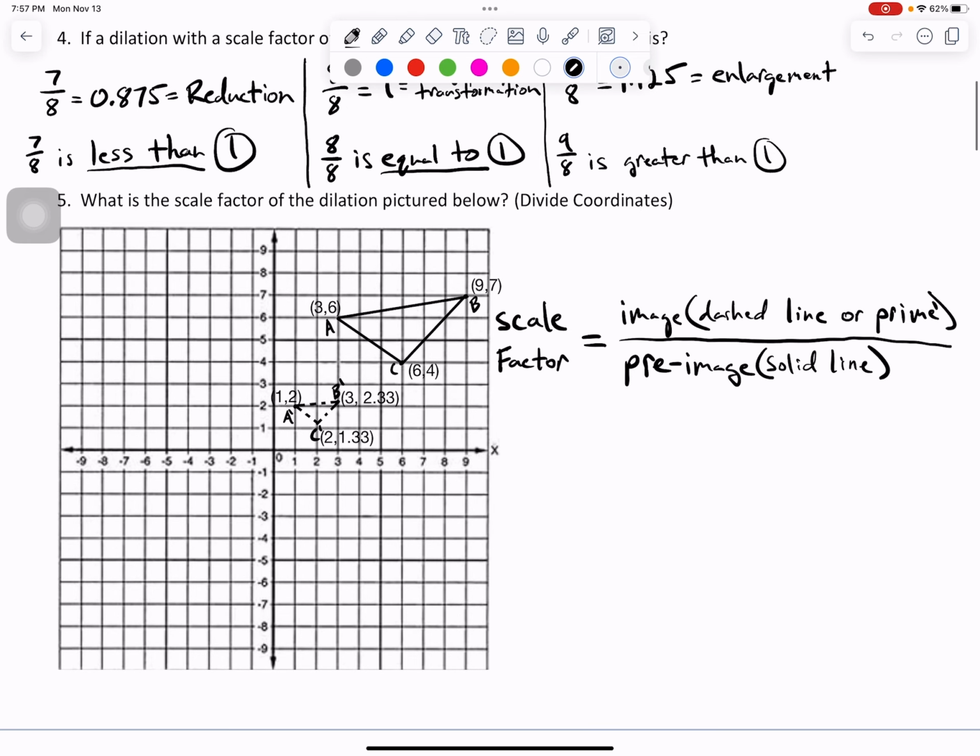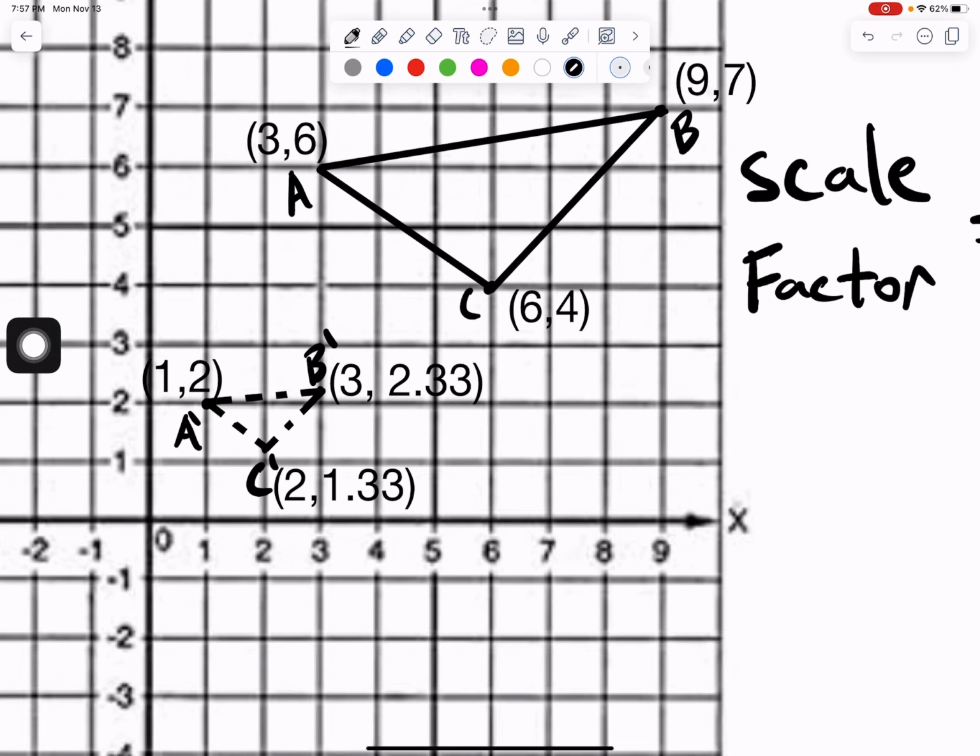Number 5. What is the scale factor of the dilation pictured below? Okay, divide coordinates. That's all we're doing here. We're going to take our image, because our scale factor equals our image over our pre-image. We're just setting up a fraction, and fractions tell us to divide. All right, our image is your dashed line or your primes.